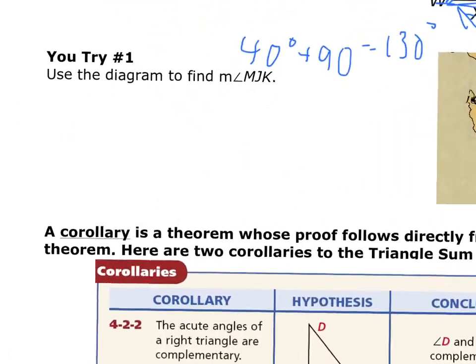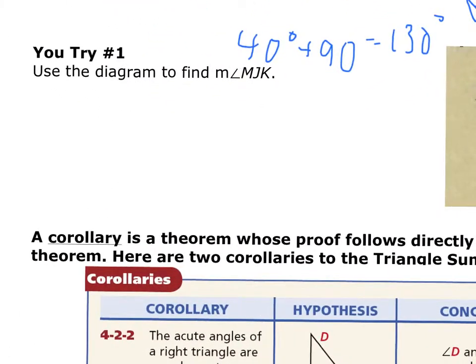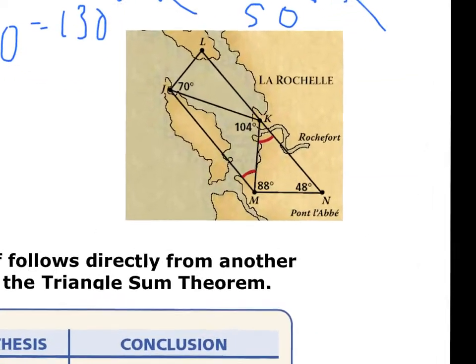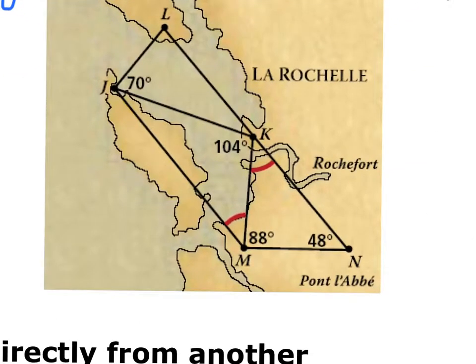Alright, so let's try another one. We want to use the diagram to find measure angle MJK. So we're wanting to find MJK. The first thing you'll notice is that we have a couple of congruent angles here. So we've got to find what that one is.